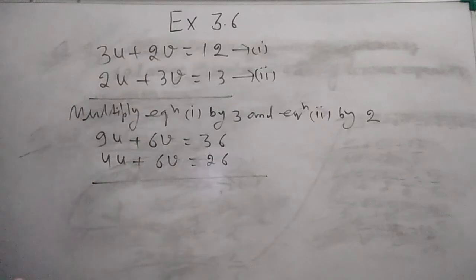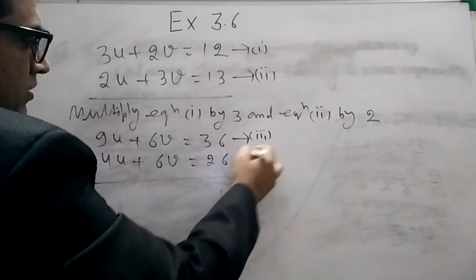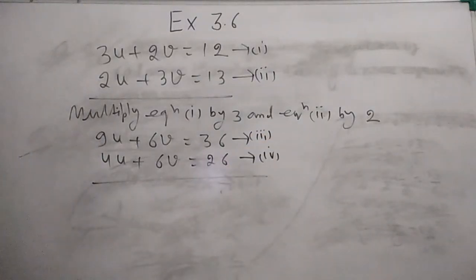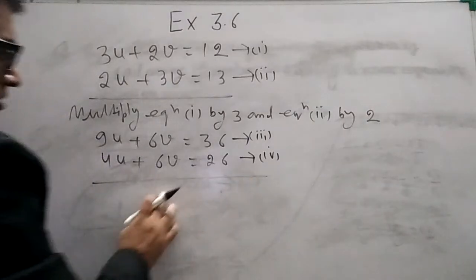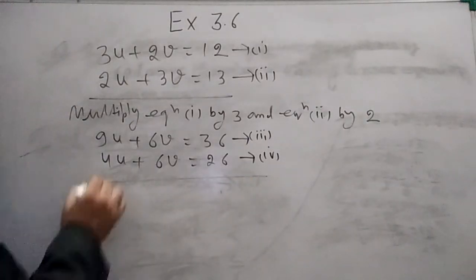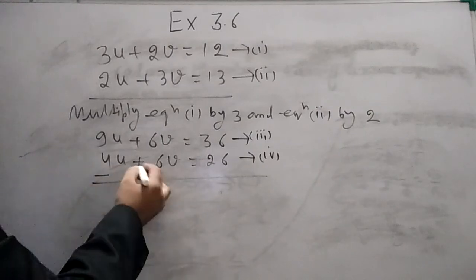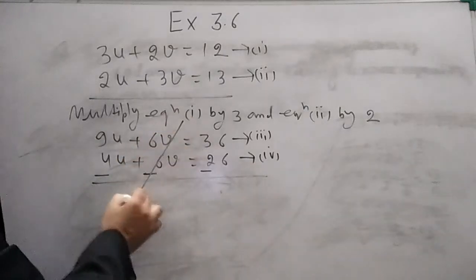Now we will subtract. This is third, and that will be fourth. On subtraction, this one we will subtract. Sign will change here. Plus will be minus, plus will be minus, and plus will be minus. That will be cancelled.